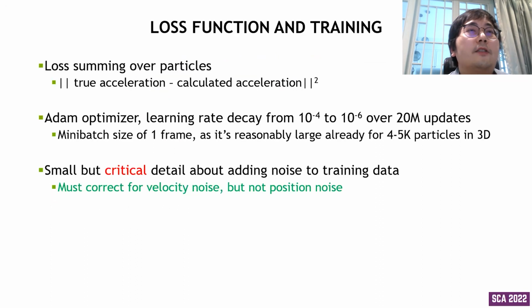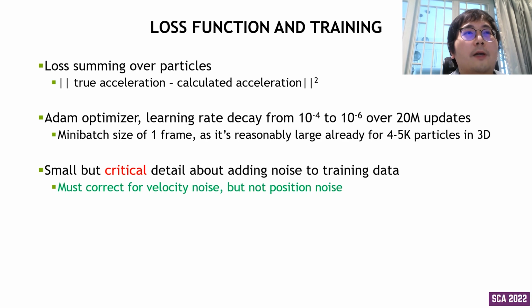The loss function that we use sums over all particles the difference between the true acceleration and the calculated acceleration. We use the Adam optimizer with the learning rate decaying from 10 to the power of 4 to 10 to the power of 6 over 20 million updates. It uses a mini batch of size 1 frame because we are doing training in 3D. So it's pretty large already for the 4 to 5K particles.